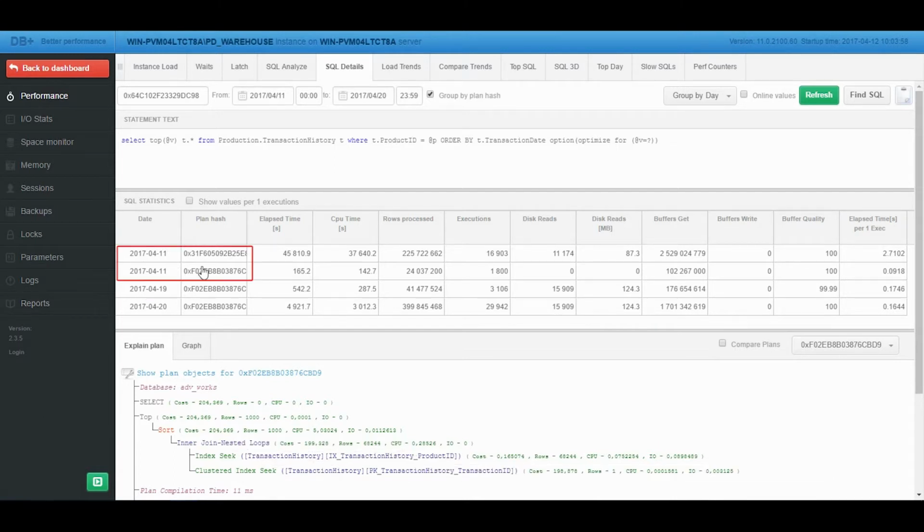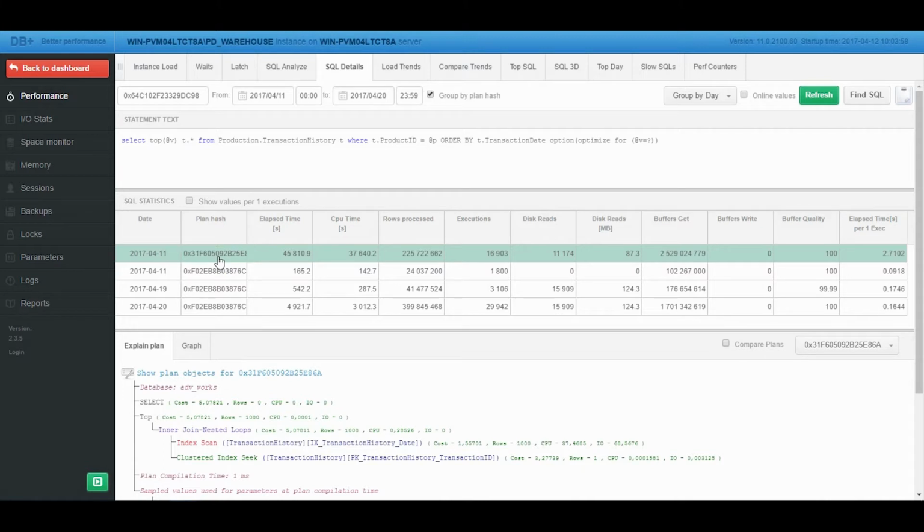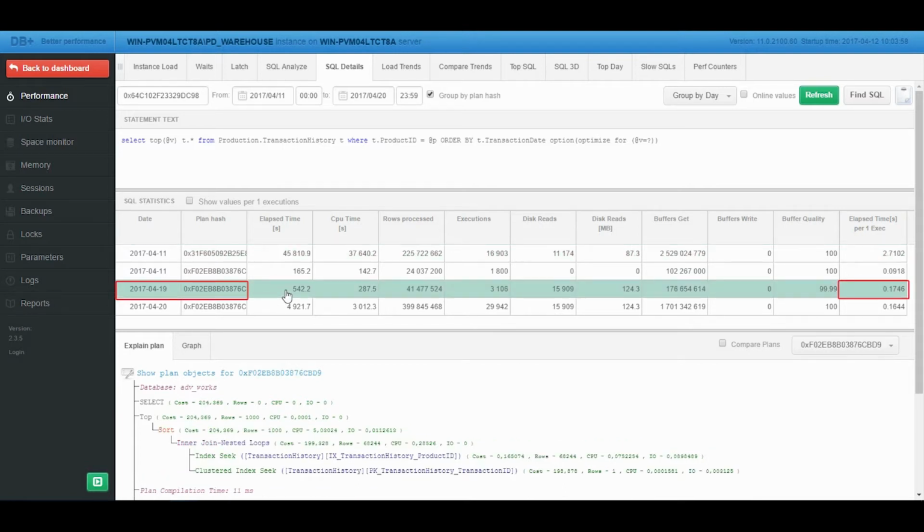We can see that on the 11th of April, the query used two different query plans. In the case of the first query plan, selected now, the query took 2.7 seconds for a single execution. In other days, the query used a different execution plan, and we can see it worked 5 times faster than the slowest plan.